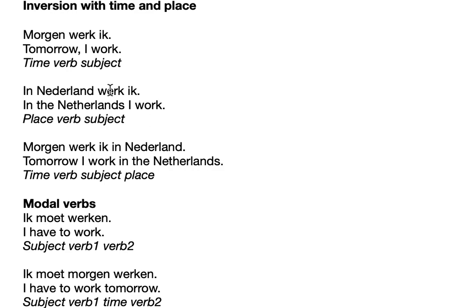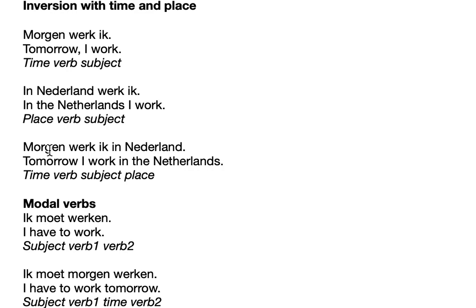In Nederland werk ik. In the Netherlands, I work in English. And again, inversion. You have your place and then your verb and then your subject. And what happens when you're using both time and place? Well, you can put it at the beginning. You can just put one at the beginning of the sentence.